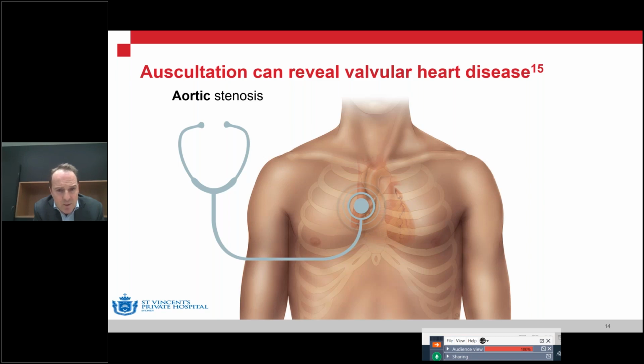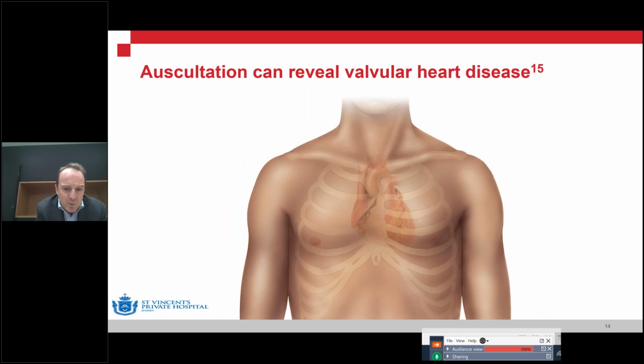And you can hear the typical crescendo, decrescendo murmur with a paradoxical splitting of the second heart sound that is pathognomonic of aortic stenosis. And that murmur can be heard up into the carotids, and sometimes actually if you put your stethoscope over the clavicle, it radiates the sound very well and makes it very obvious that it's an aortic valve problem.